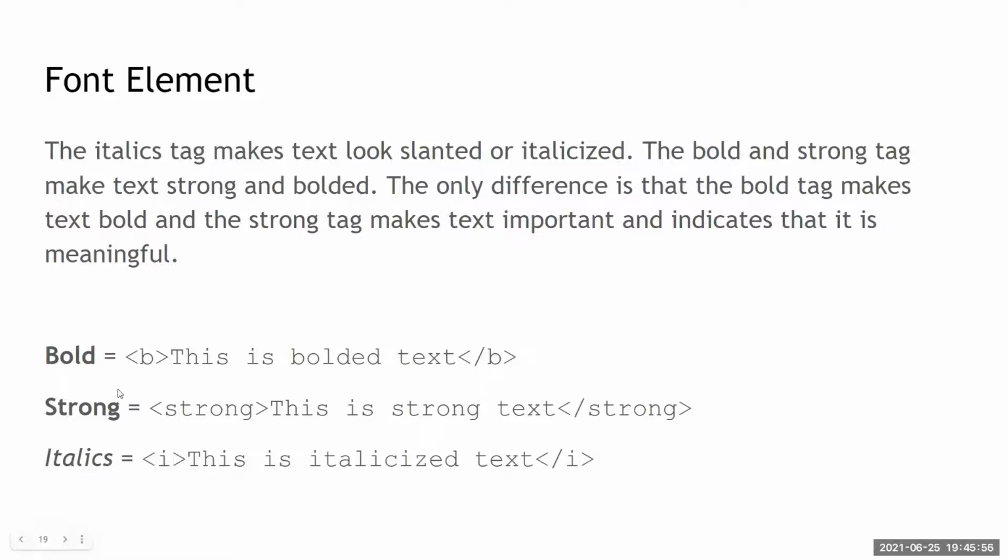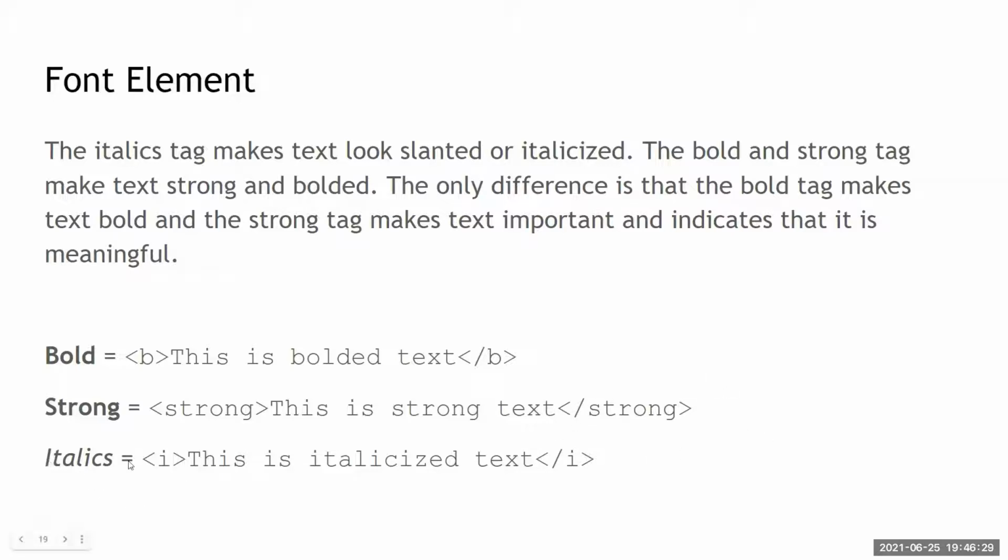So for the bold tag, you just put a B, so angular brackets B. Then you put your text in the middle, whatever you want to be bolded, and then you put angular bracket / B, and then another angular bracket. For strong, you just literally type in strong. So you'll put angular bracket and then strong, and then you type in whatever text you want to be strong, and then for your closing you just put angular bracket / strong angular bracket.